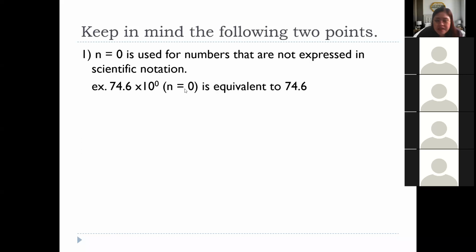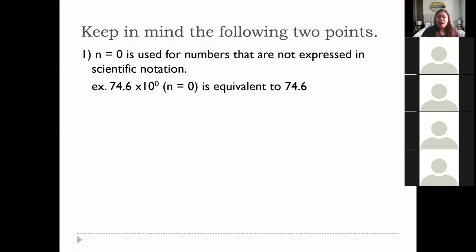Okay, so please keep this in mind. If the n is equal to 0, when I say small letter n, that's the exponent, right? If the exponent is equal to 0, what does that mean, class? It means there is no exponent. Instead, the true value is whatever the capital letter N is. Just like the example, 74.6 times 10 raised to the power of 0 is actually equivalent to 74.6.